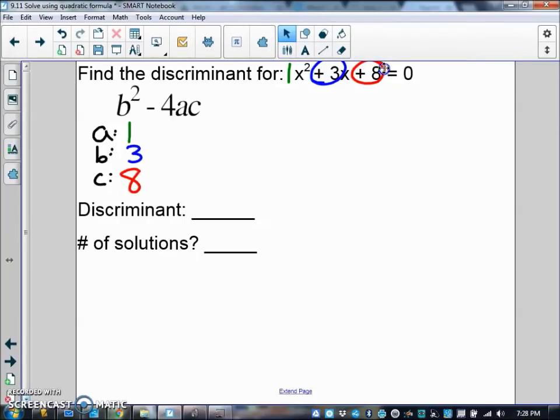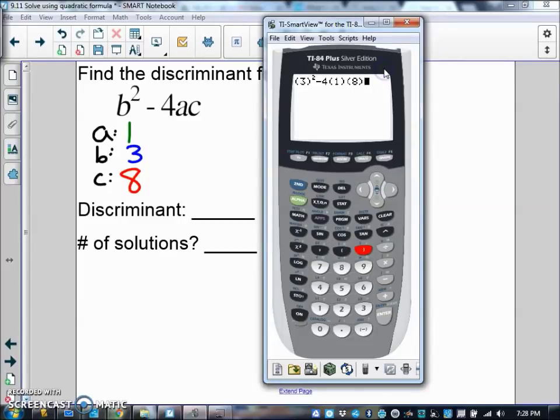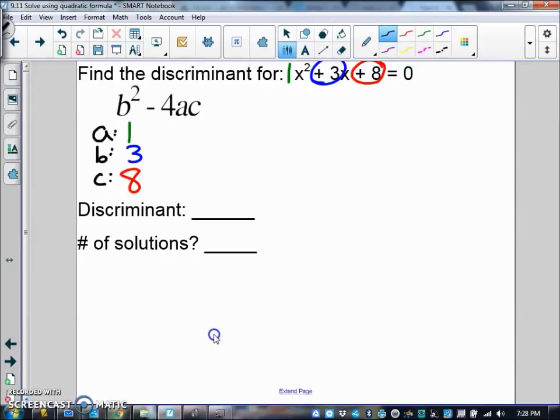Therefore, I'm going to put this into my calculator. I put 3, which is my B value, I square it, and I subtract 4 times my A value of 1 times my C value of 8. And I've already noticed that this is probably going to be negative. And when I hit enter, I see that I have a discriminant of -23. Therefore, I have no real solutions, and therefore no x-intercepts.